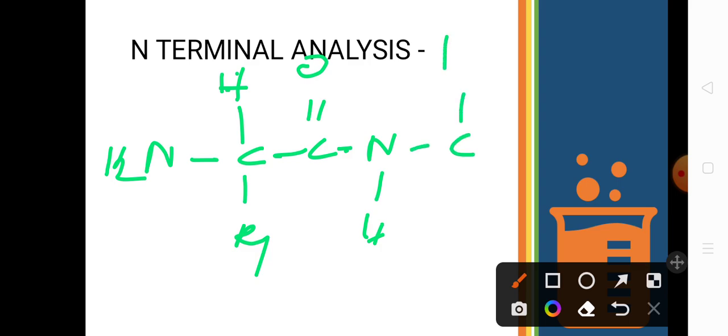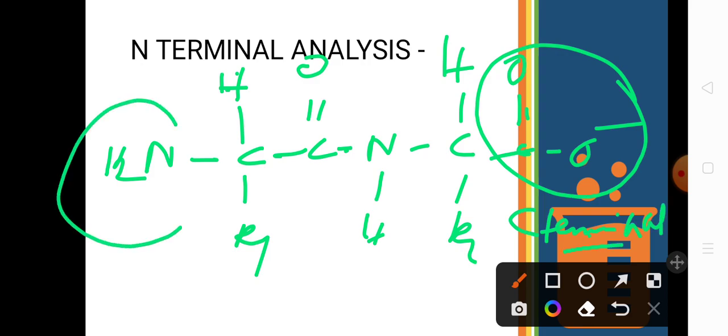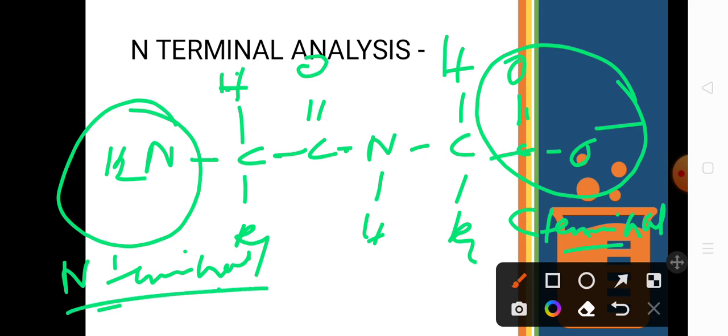So now, the carboxyl group which is not involved in any kind of peptide bond formation is present at the C terminal, and the direction where the free amino group is present, we will call it the N terminal. That means the direction of the free amino group of the amino acid which is not involved in any kind of peptide bond formation will be known as the N terminus, and the direction where the free COOH group is present we will call the C terminus.